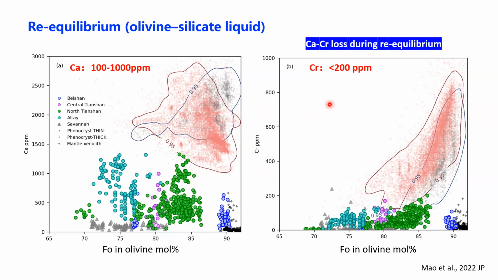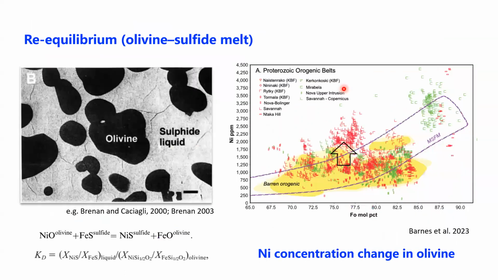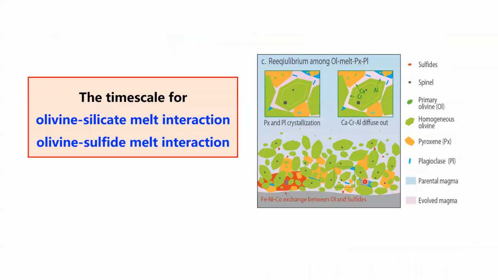The same story holds for chromium and aluminum. Also, the iron and nickel exchange between olivine and sulfide has been demonstrated by experiments from James Brand. In natural samples of olivine with sulfide, we can see a larger scatter in the nickel, because this shows the reaction between olivine and sulfide. So the question is, what time scale do those two processes happen on? My motivation is to work on this in this study.